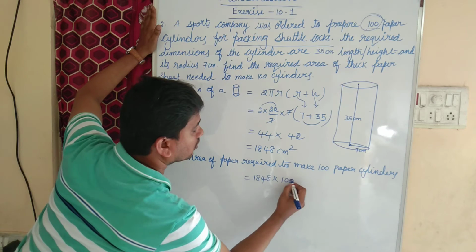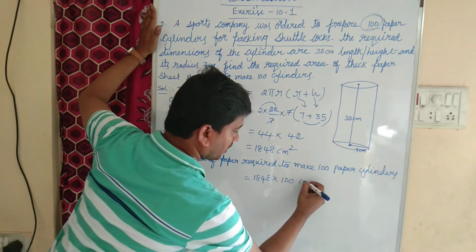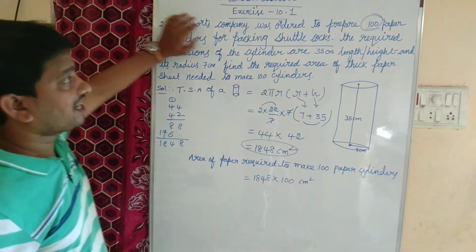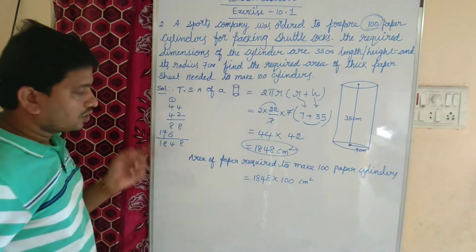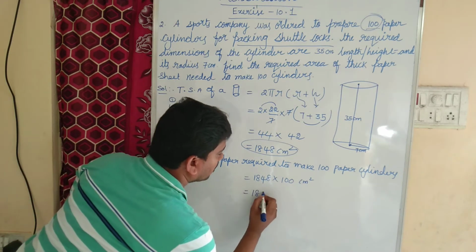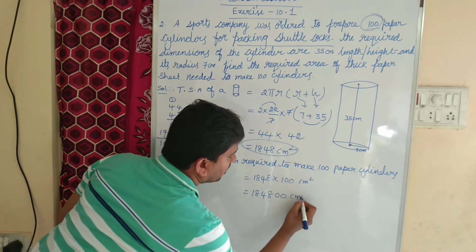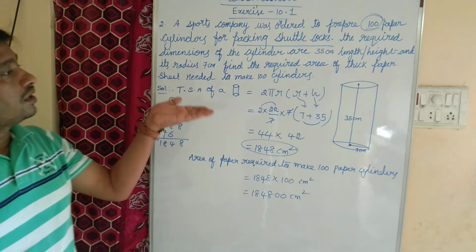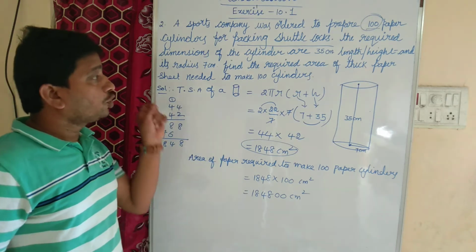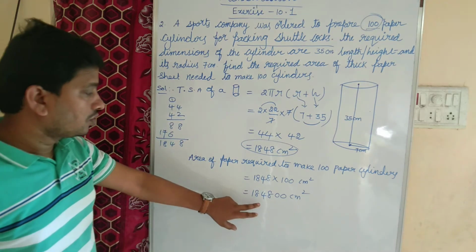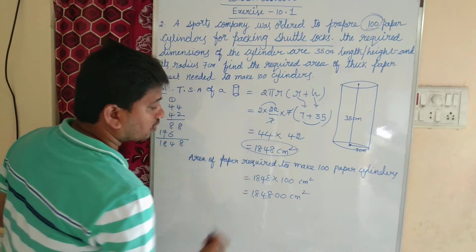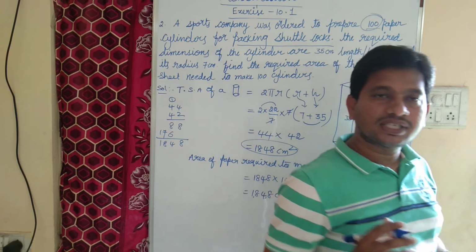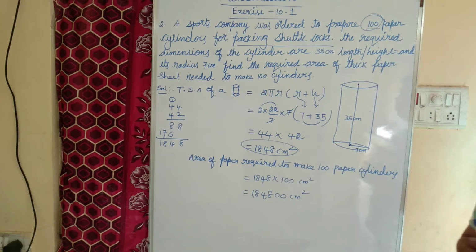1848 into 100, right? Because this is the area of one paper cylinder, but they are asking to prepare 100 paper cylinders, right? So 100 into 1848, 184800 square centimeters. So the area of thick paper sheet required to make 100 cylinders is equal to 1,84,800 square centimeter. So this is our second problem. Okay, children, I hope you understood the second question.